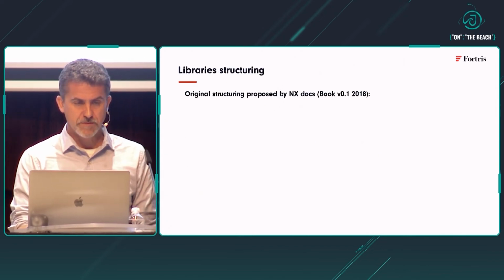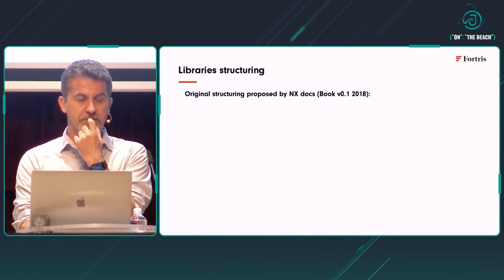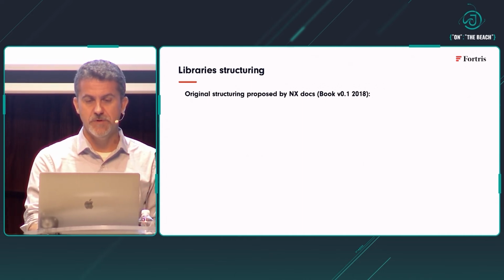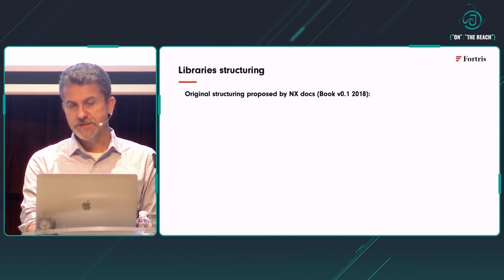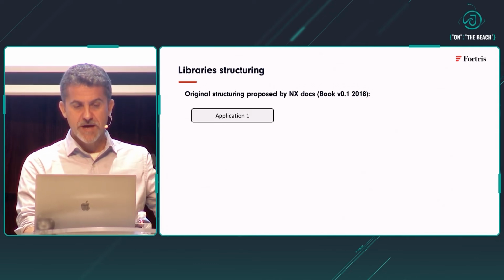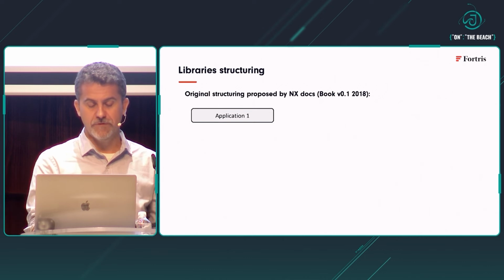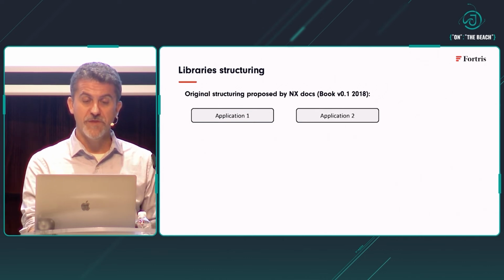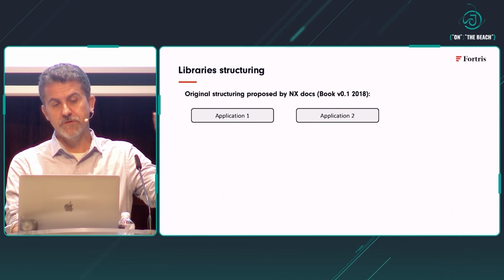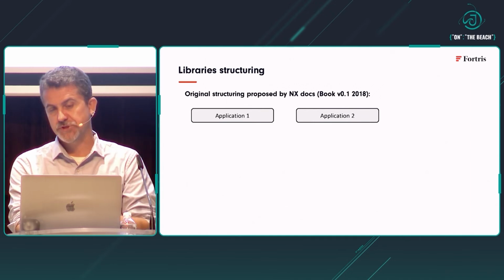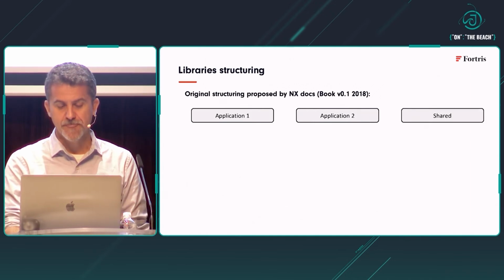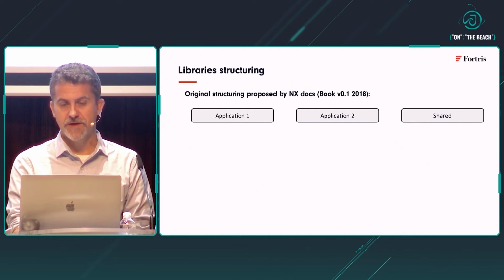So I'm going to go very quickly. This is our first proposal of how we can structure our libraries in our NX monorepo. This is from 2018, the original one from NX. So we have an application. We create an application folder within the libraries folder. We create one folder per application, application 1, application 2. It doesn't matter, it could be a single page application or an API, a backend for frontend.